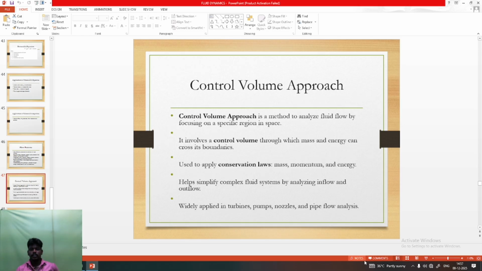It is used to apply conservation laws: the mass, momentum and energy equations. In this control volume approach, we use the continuity equation, energy equation and momentum equation. It simplifies complex fluid systems by analyzing inflow and outflow, and is widely applied in turbines, pumps, nozzles and pipe flow analysis.